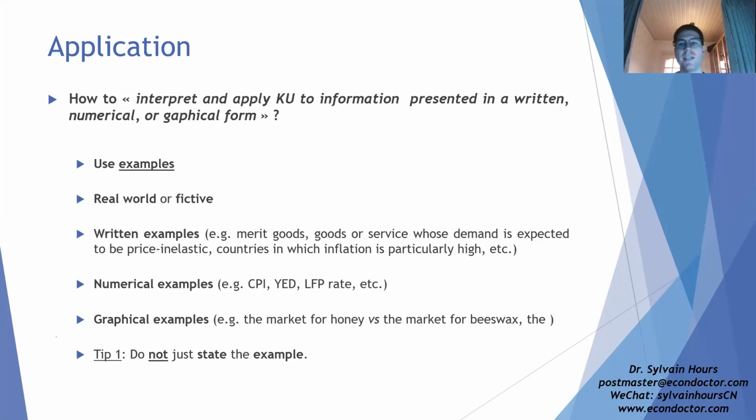It's not enough to state the example. And the second tip that I want to share with you is to use diverse and relevant examples. You see the example that I used for public goods, streetlight. It's probably the example that 99% of students use. For merit goods, 90% will use education and healthcare. And for demerit goods, same thing, 90% will use cigarettes and alcohol. And it's fine, it makes sense, no problem. But I just find this a bit boring.